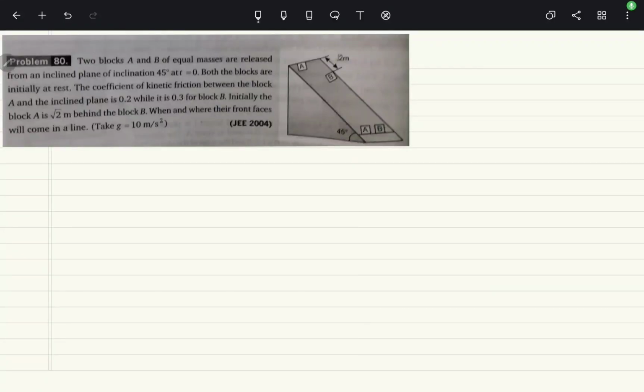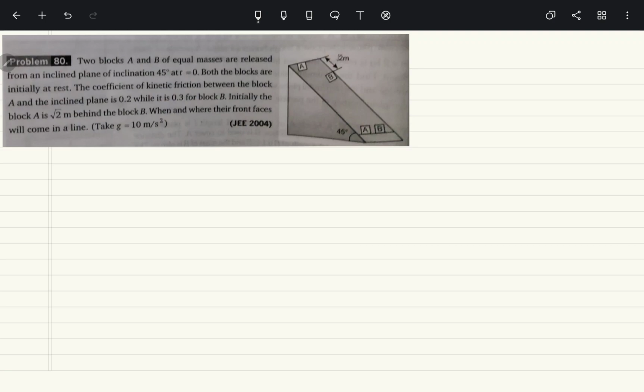Okay, in this question, two blocks A and B of equal masses are released from an inclined plane of inclination 45 degrees at t equal to 0. Both the blocks are initially at rest. The coefficient of kinetic friction between block A and the inclined plane is 0.2 and between B and the inclined plane is 0.3. Initially block A is root 2 meters behind block B. When and where will the front faces come in line?